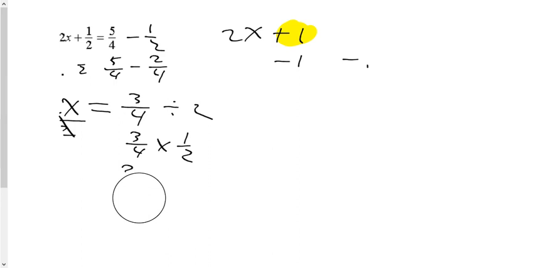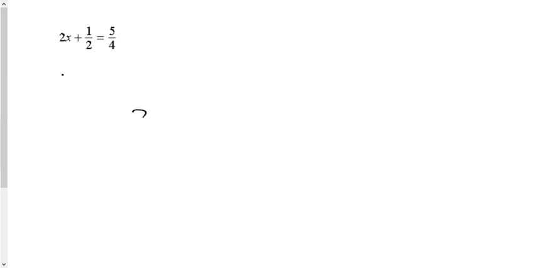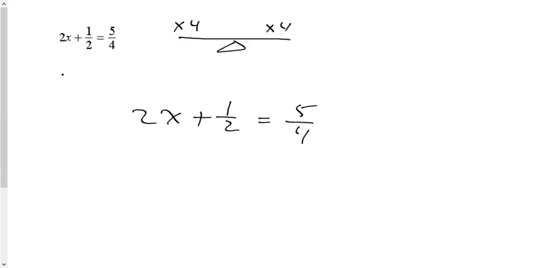Now, alternatively, you could have taken this question, 2x plus a half equals 5/4, and multiply both sides by 4. The reason why we chose 4, and this is not the first time I've told you this, is that the denominators of all of these numbers are 1, 2, and 4, so the first multiple they share is 4. As a result, if we multiply any number by a multiple of its denominator, we will end up with a whole number.